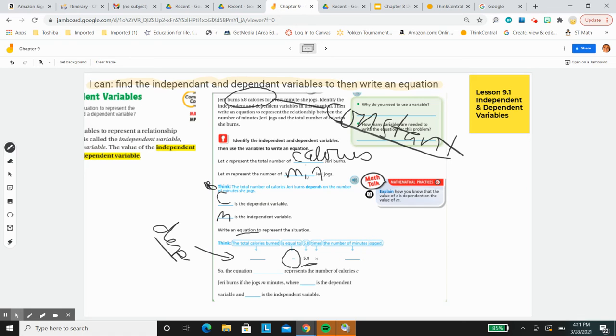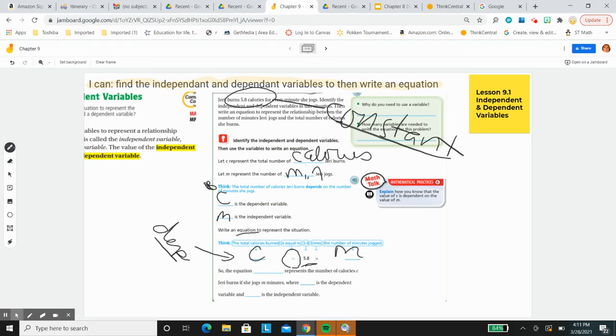So right now, I'm going to have two variables because I don't know how many minutes she jogged. That's not what's important. I don't know how many calories she's going to burn. That's not what's important. What's important is putting the independent variable and the dependent variable into an equation so that I can solve it if I can identify the minutes, okay? All right, so the minutes is the independent variable, so that is going to go here. So I'm going to have 5.8 times m, which is the minutes. This together will create the dependent variable, which is c.